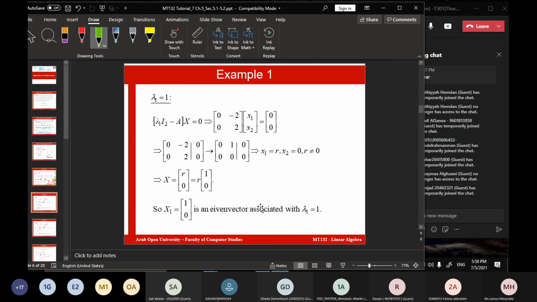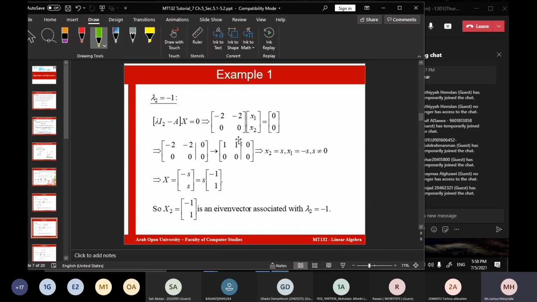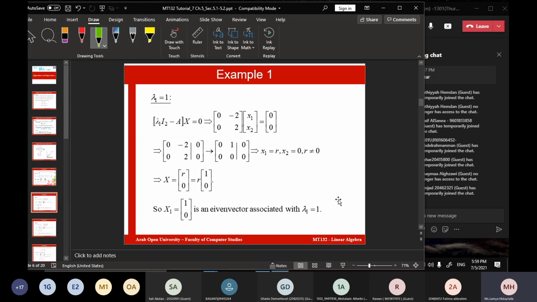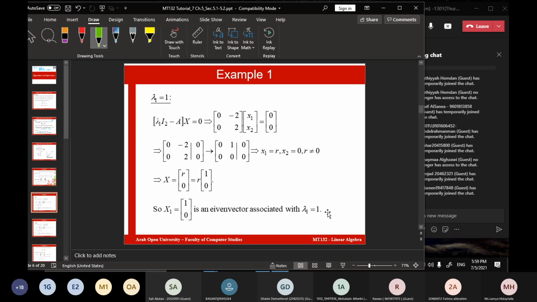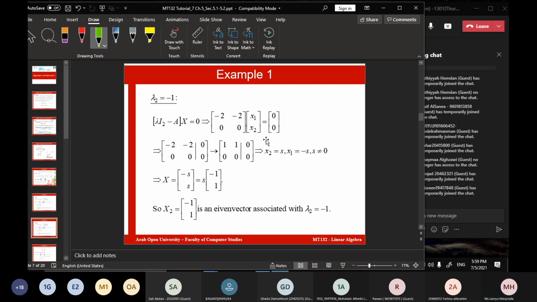Okay, so now when you substitute with the minus 1, you're going to get this one here, correct? Minus 1 plus 1, this is 0. This is the minus 2. Here, minus 1 minus 1 is minus 2. So minus 2, minus 2, 0, 0. Okay, now this is your matrix form, AX equal to 0.